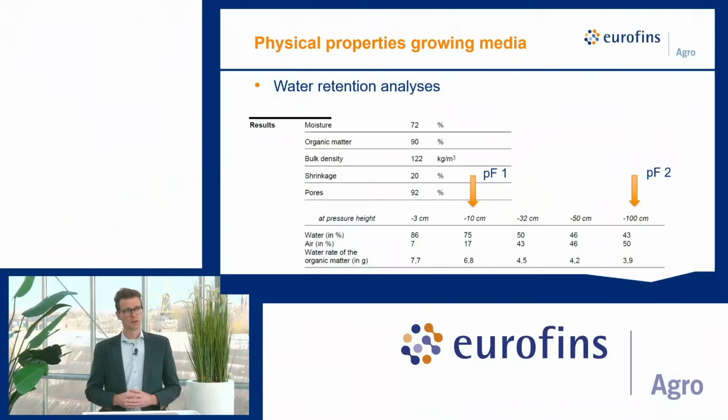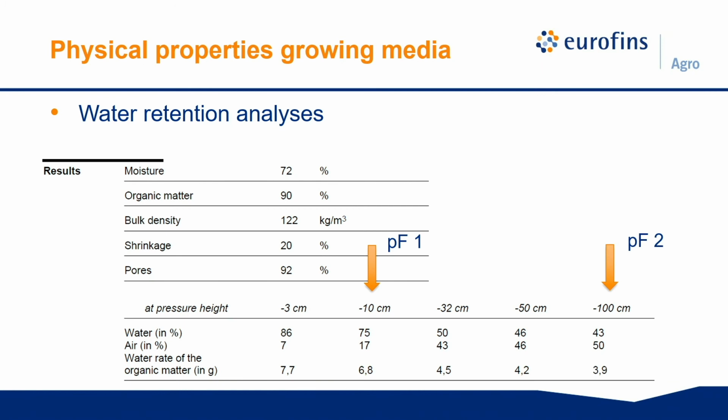The report will look like this, the water retention analysis. So we analyze the moisture level of the substrate, we analyze the organic matter, bulk density, and also the shrinkage. The shrinkage is also very important. So if the pots are filled with substrate, it will stay at the same level in the pot, so at the edge of the pot and not lower during cultivation.